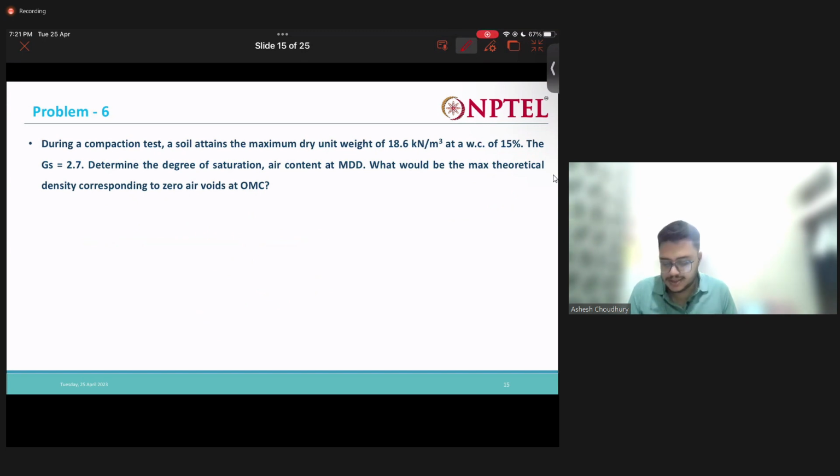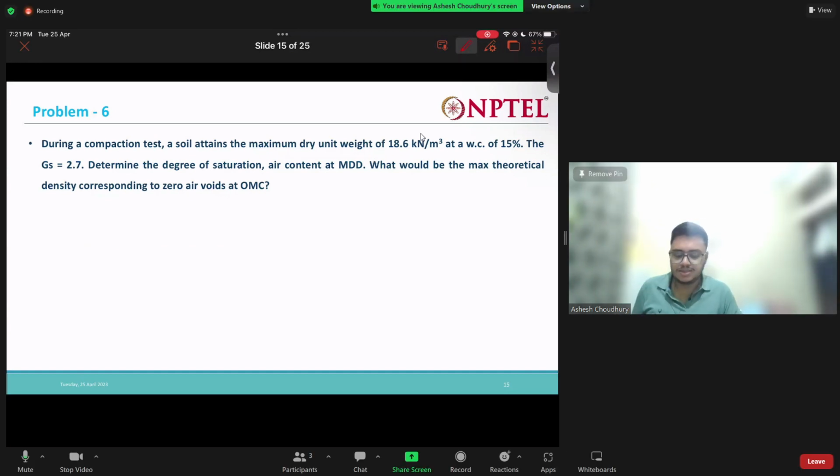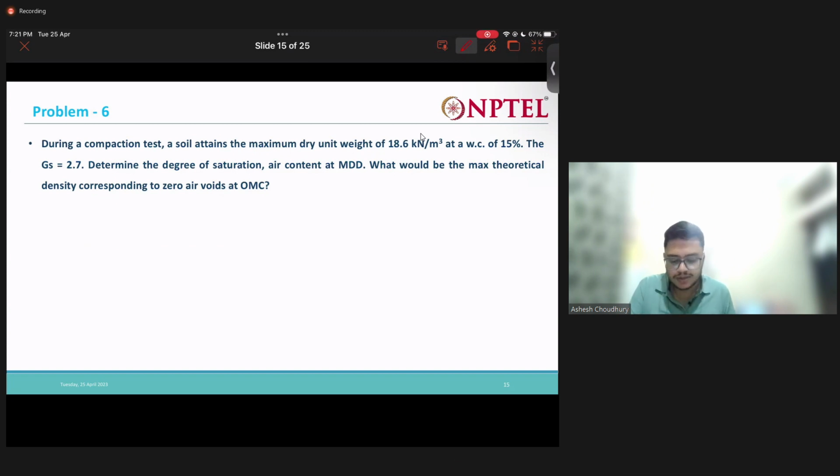Okay, so next problem is from the compaction chapter. We studied that if we apply some compactive effort or mechanical energy to the soil, we can remove the air voids and make the soil more compact, right? We studied the Proctor compaction test, heavy compaction test, and how we can draw the maximum dry density, the dry density versus water content curve.